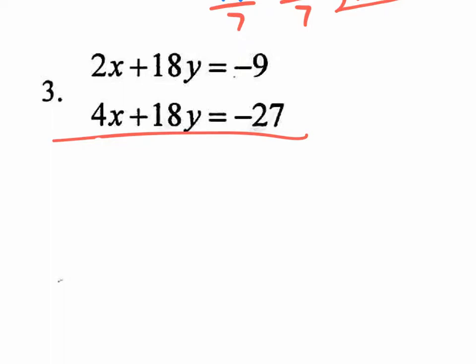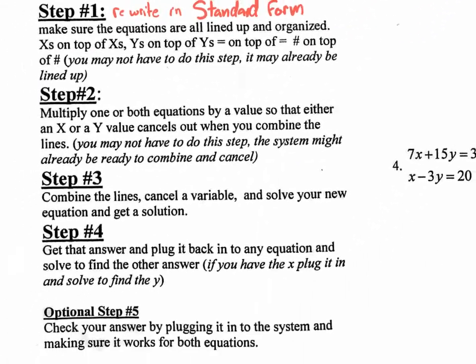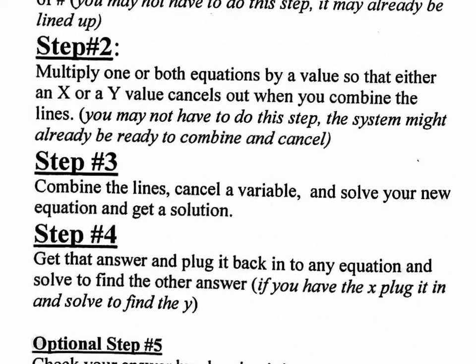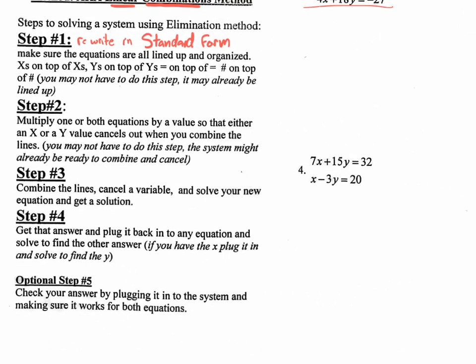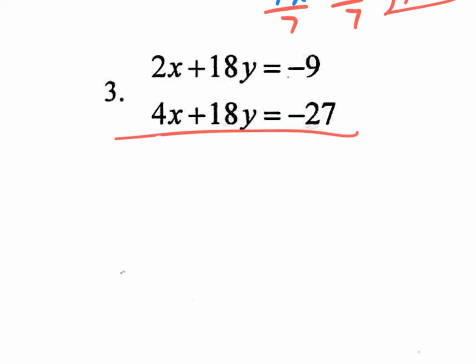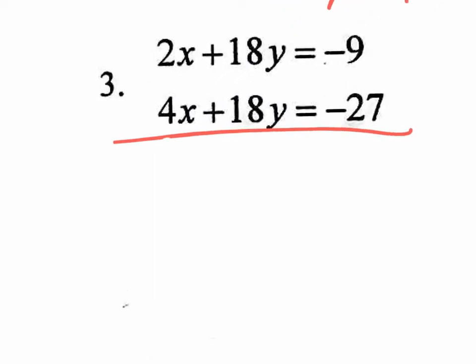So it says over here on our notes, step 2, multiply one or both equations by a value so that either an x or a y cancels out when you combine the lines. So we're going to have to modify maybe one or both equations. So the question is, what would you like to cancel out? The x's or the y's? The y's. Y's look easiest to cancel out.